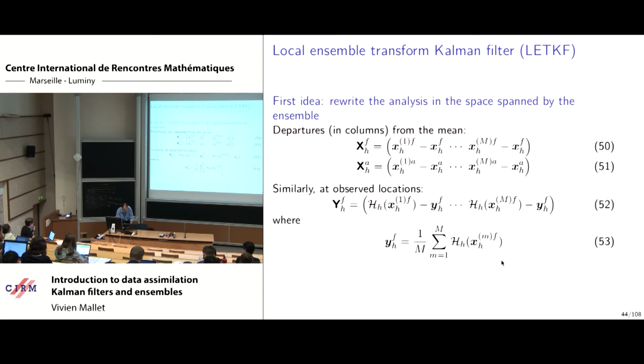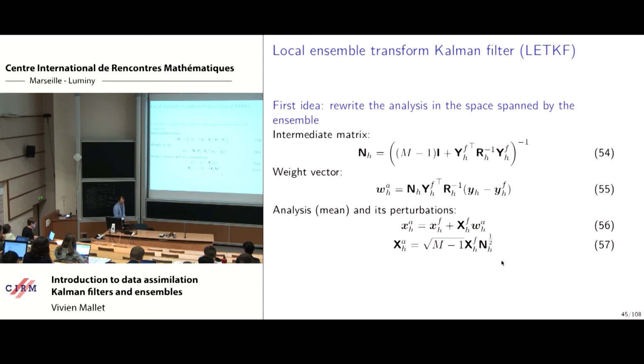I'm not going to go through too much detail, but in the end you have analysis which is equal to some combination of the departure. So departures around the analysis mean are equal to some weightings of the perturbations of the forecast around their mean, and the analysis is written also using these perturbations of the forecast around their mean with some given weights. So that you have this formulation, which is used in LETKF.